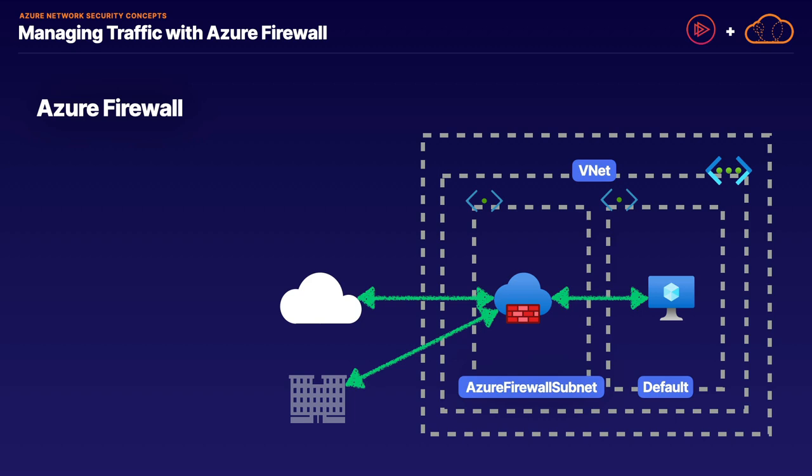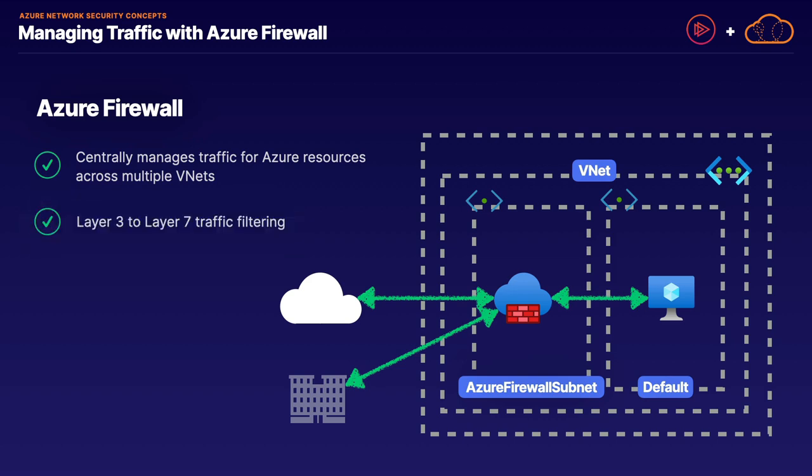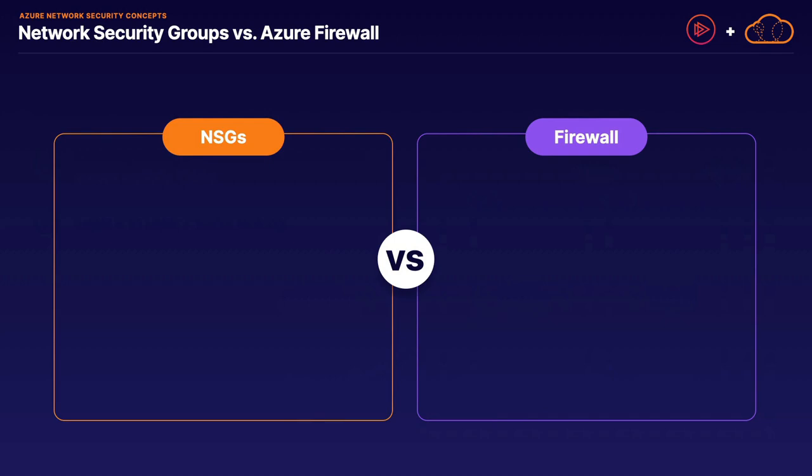And this is traditionally used in a hub and spoke network topology where we have the firewall in the hub network. Now, Azure Firewall is going to be our place for centrally managing traffic for Azure resources across multiple virtual networks, as well as other networks on-premise and in other cloud providers. Now, with Azure Firewall, it's important to remember that what we are filtering specifically with network traffic is our layer 3 to our layer 7 traffic, which is different than what we have with our network security groups, which brings us now into comparing network security groups and Azure Firewall.